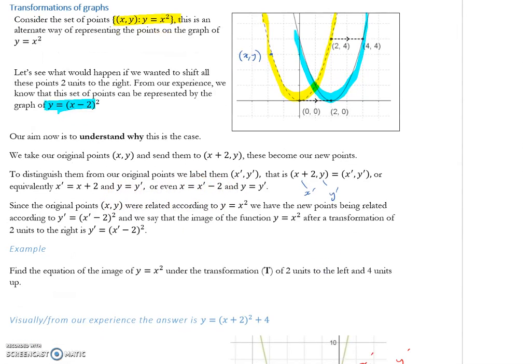So let me just try and show you what that means. (0, 0), right, those are our original (x, y) coordinates. Okay, to get to (2, 0), you've added 2, so 0 plus 2 is 2, and the y stayed the same. Okay, so you've got x dash is x plus 2, and you've got y dash is y.